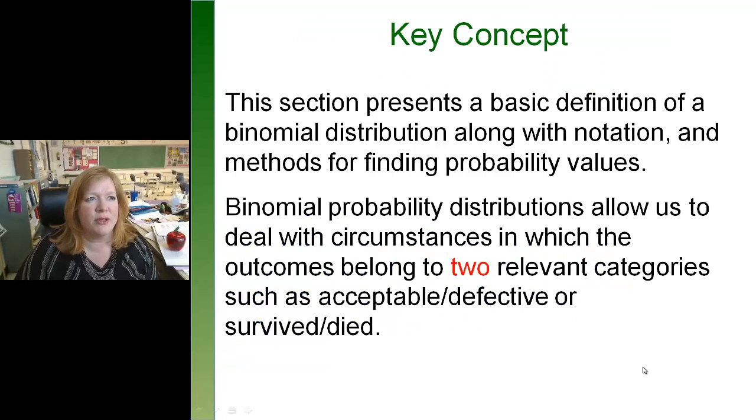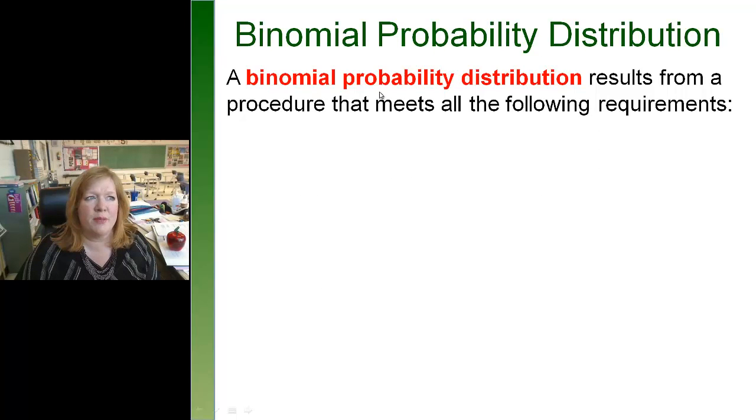So let's get started with the very first key concept. Binomial probability distributions allow us to deal with circumstances in which the outcomes belong to two relevant categories, such as acceptable or defective, survived or died, yes or no, do you have the virus, do you not have the virus, that kind of thing.